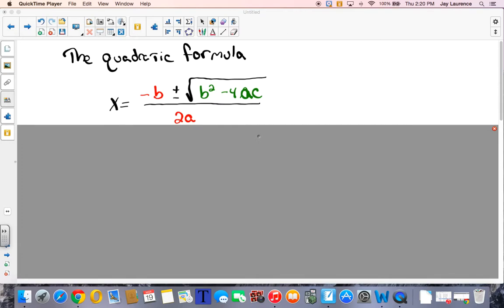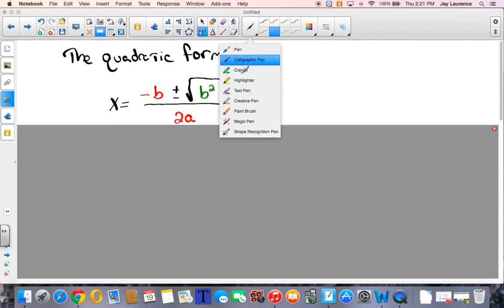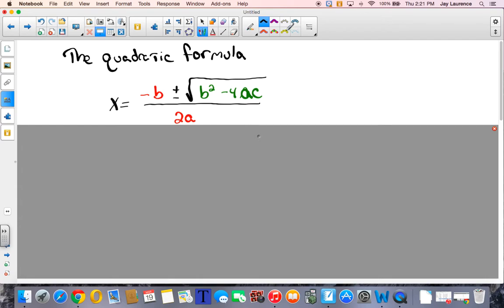Follow the bouncing... Oh, let's do a bouncing smiley face. Where are my smiling faces? Smiley face, where are you? Creative pen, is it in there? Oh, there it is. There's a smiley face. All right, back in the old days, they used to say follow the bouncing ball. Let's follow the bouncing smiling face.